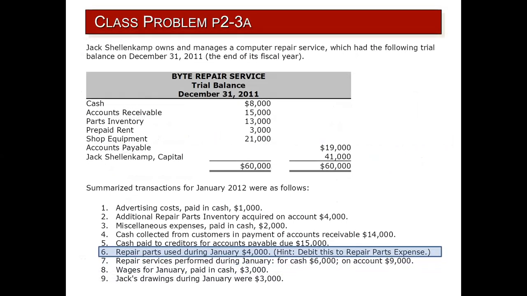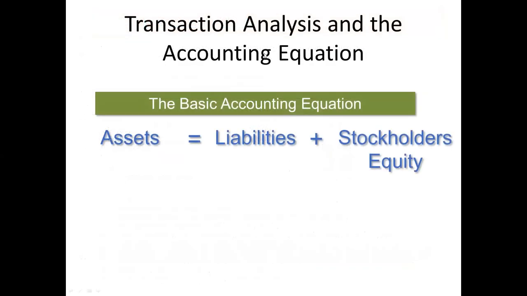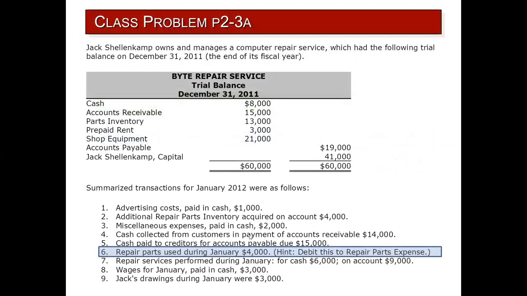Repair parts used during January, $4,000. All right, this is a hint: debit repair expense account. Okay, anybody know how I would record this transaction? I'll give you a hint. We have a debit to repair parts expense. What do we credit? Okay, great. Debit expense and credit the inventory account.